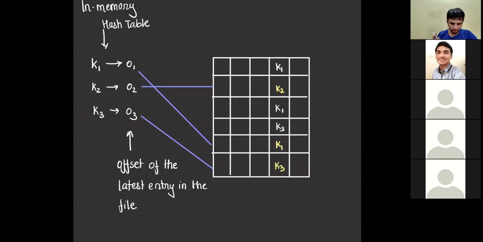Right. So it would store the offset of the latest entry in the file. And if the entry is deleted, you would have a special value, and it would be handled in the application so that if I get this value, it means the entry is deleted. Once you get the value, you can have that check. Okay. So this in-memory hash table is something that we can leverage.